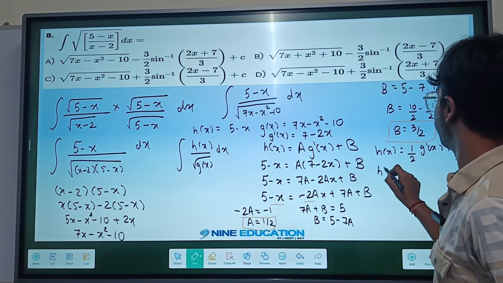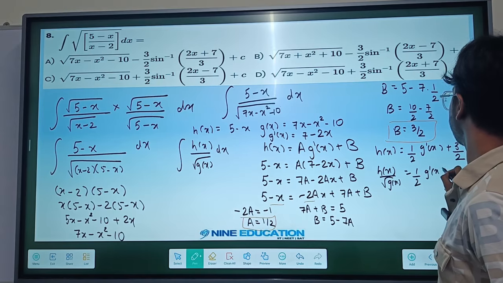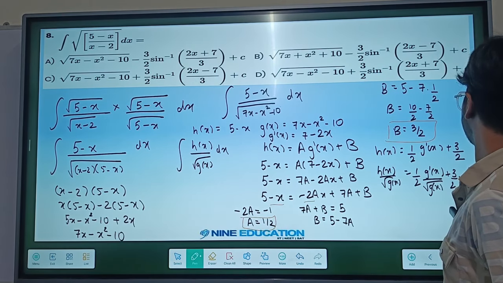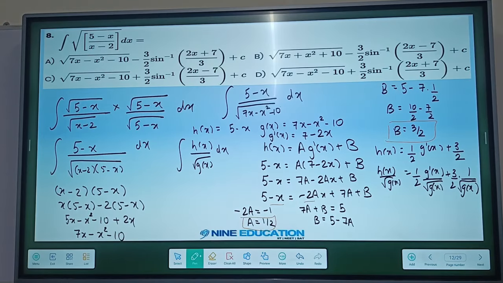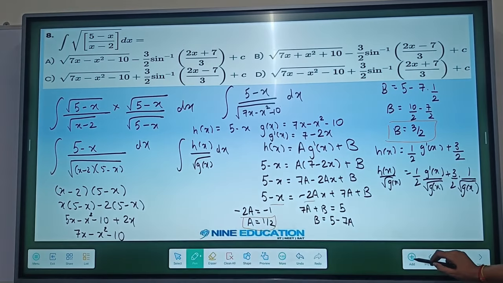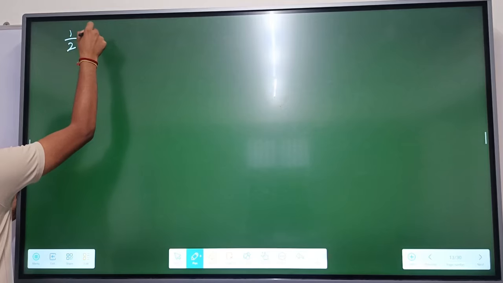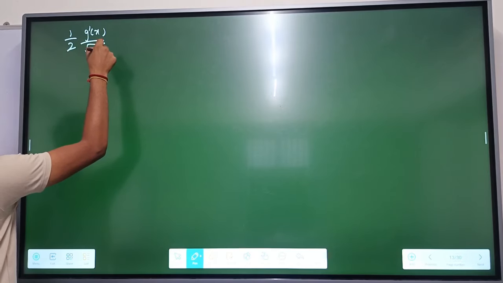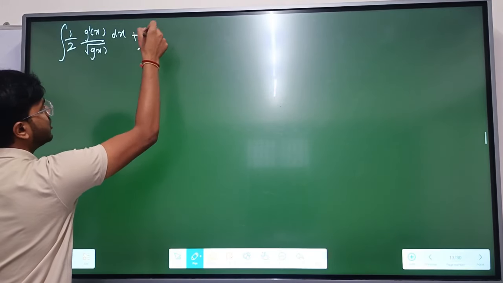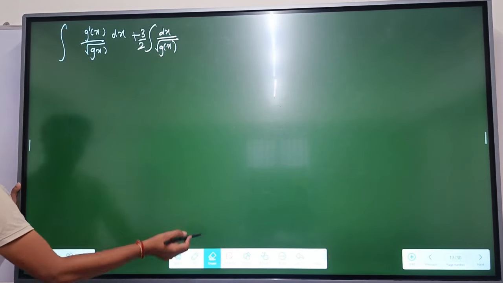So what will be h(x)/√g(x)? It will be equal to (1/2)·g'(x)/√g(x) + (3/2)·1/√g(x). Let's solve it further. So (1/2) integration of g'(x)/√g(x) dx plus integration of (3/2) dx/√g(x). 1/2 is a constant, so here also you can take that 1/2 outside.